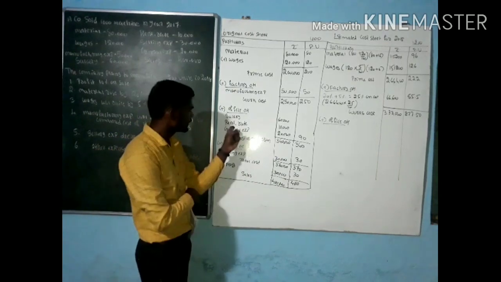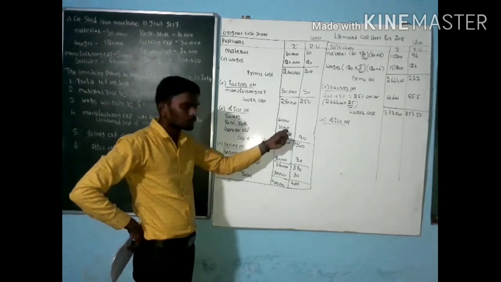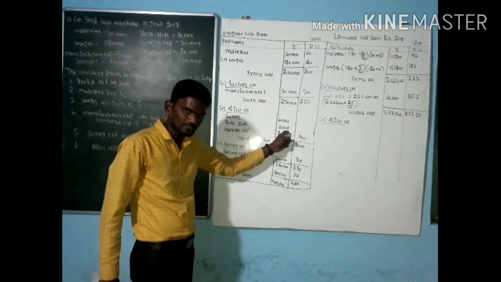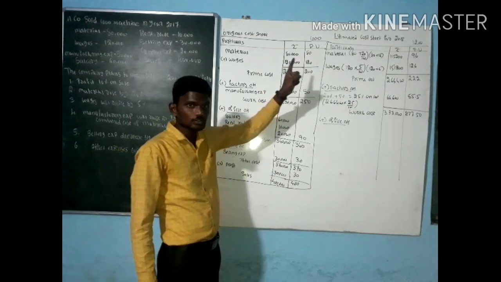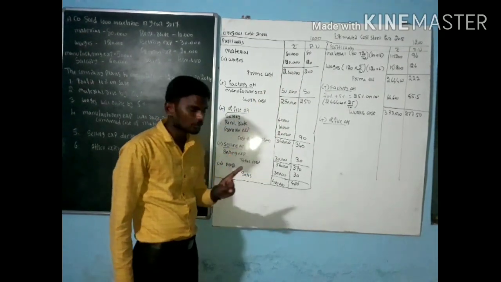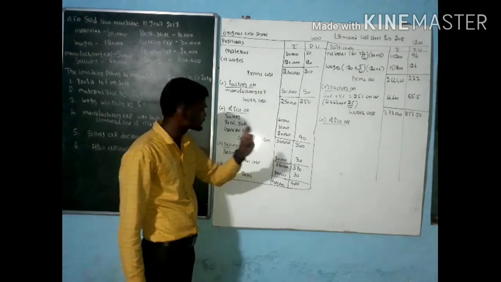See an example, rent. Every month or every year, I need to pay how much rent here? 10,000. If my sales is increasing also, I need to pay the rent of 10,000. If sales is decreasing also, I need to pay the same rent amount. So it is called fixed overhead. General expenses also come under fixed overhead.